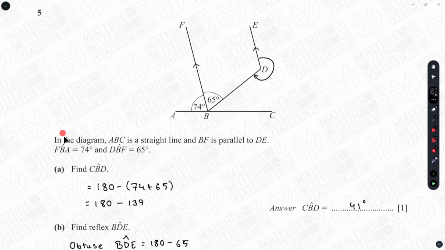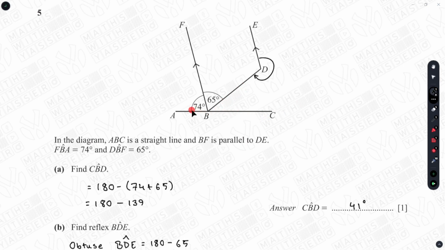Question number 5. In the diagram, ABC is a straight line and BF is parallel to DE. It's given that angle FBA is equal to 74 degrees and DBF is equal to 65 degrees. We need to find the angle CBD. So this is the angle CBD. So this is the angle that we need to find.